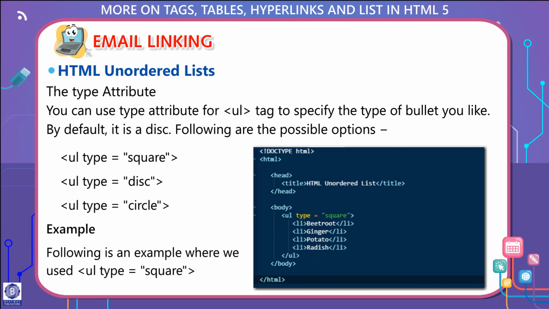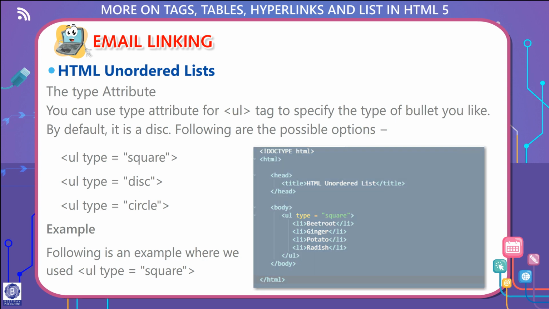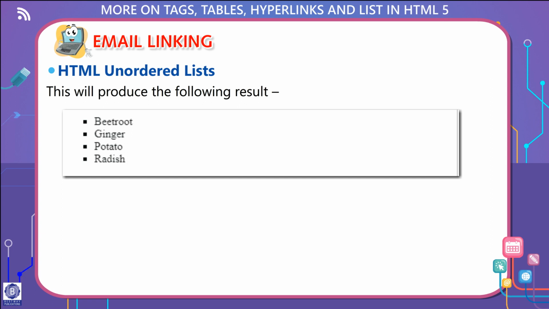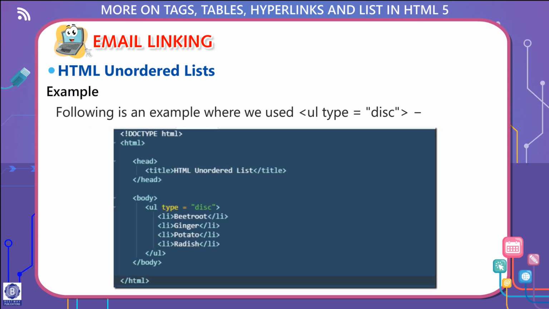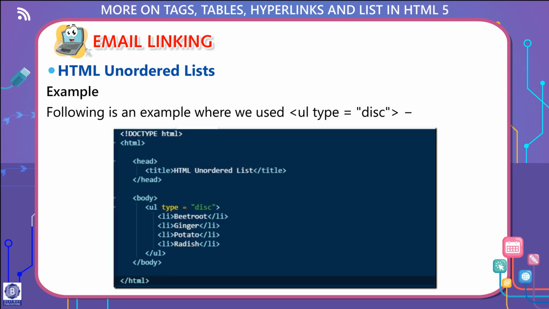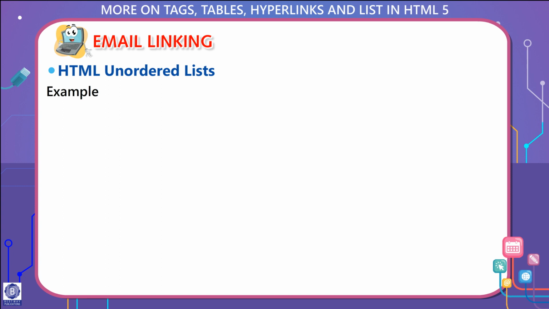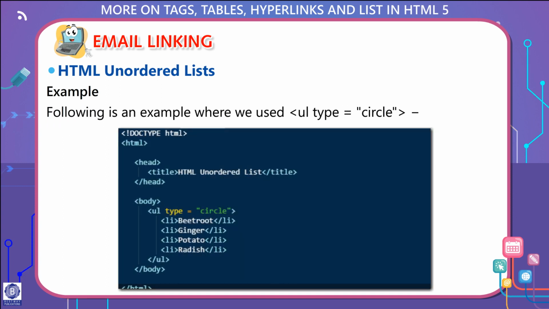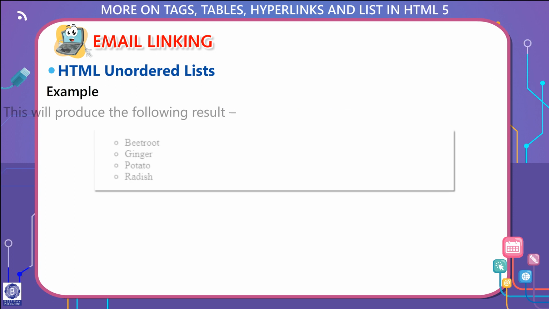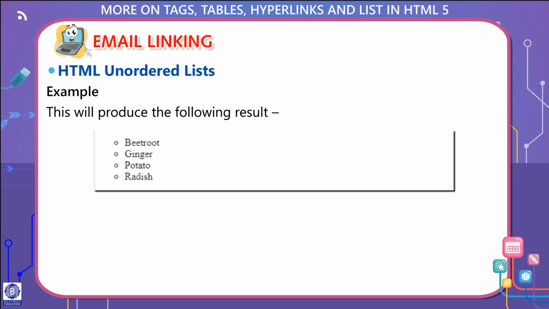Example, following is an example where we used UL type equals square. This will produce the following result. Example, following is an example where we used UL type equals disk. This will produce the following result. Example, following is an example where we used UL type equals circle. This will produce the following result.